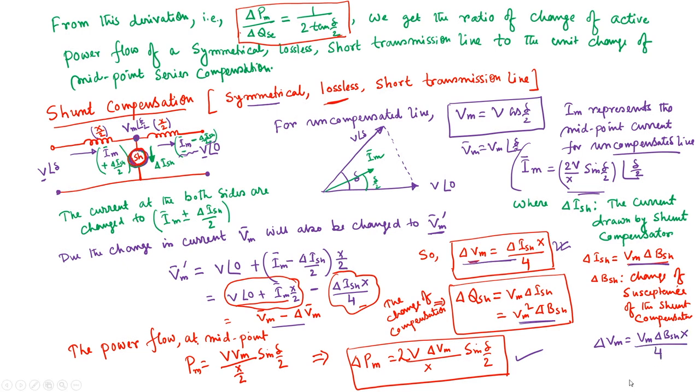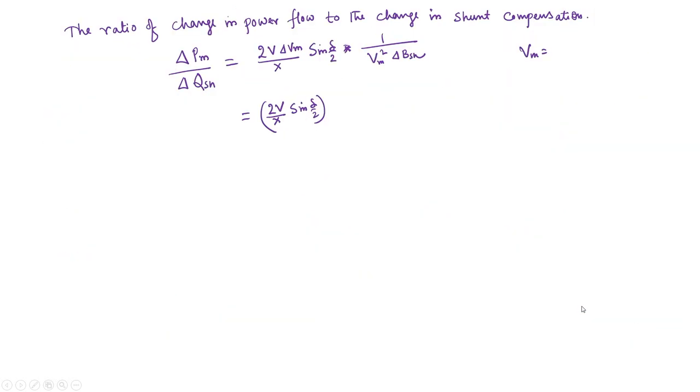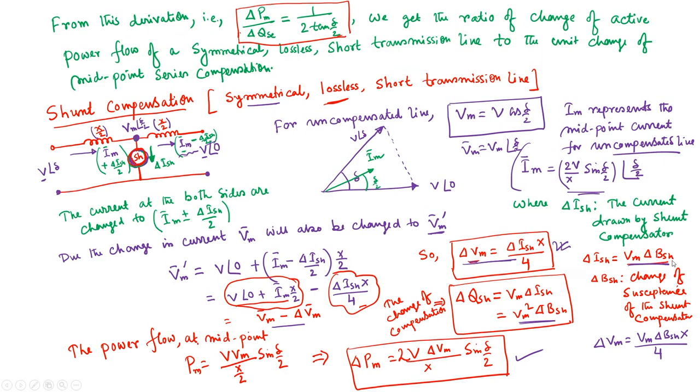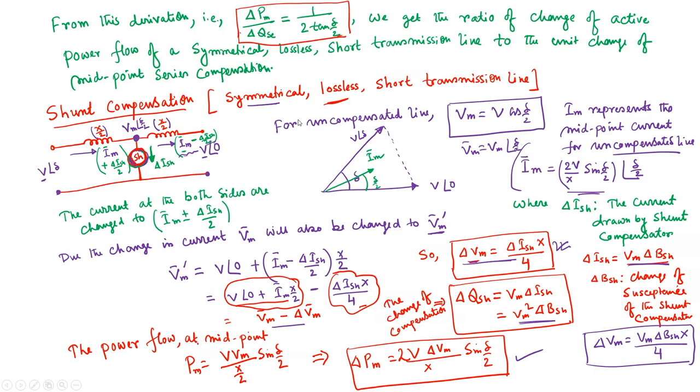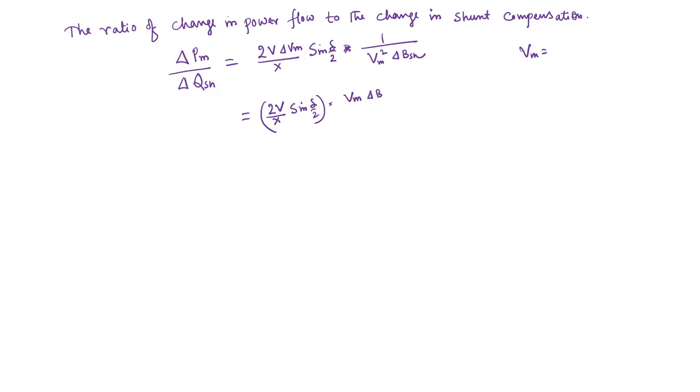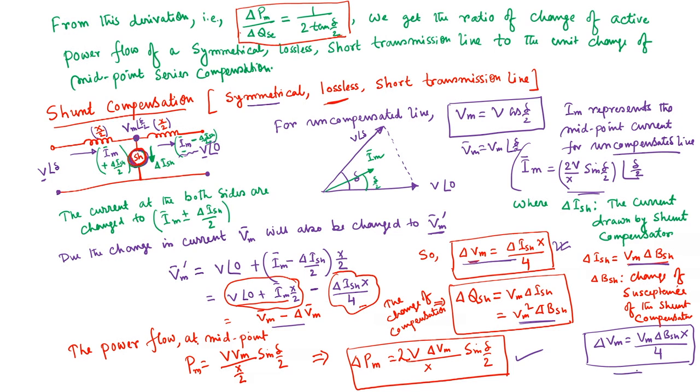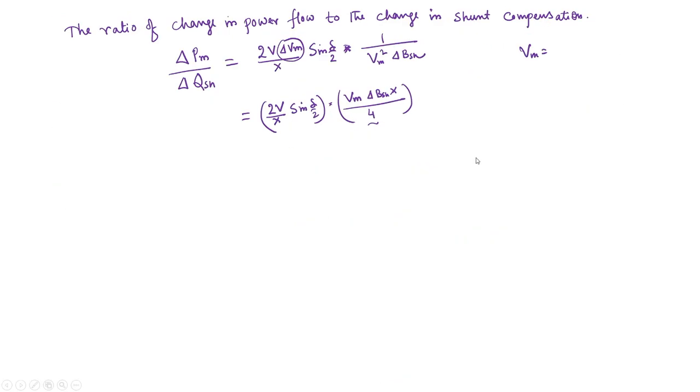So, this expression I am going to write over here. So del Vm is now Vm multiplied by del Vsh multiplied by x divided by 4. This is the expression for del Vm, right. We already obtained this on the last page. This is the expression that I simply copied and put over here. And then we will have the expression of 1 upon Vm square del Vsh, okay.